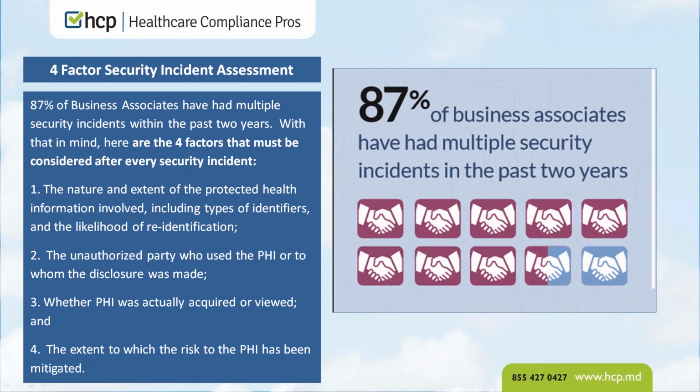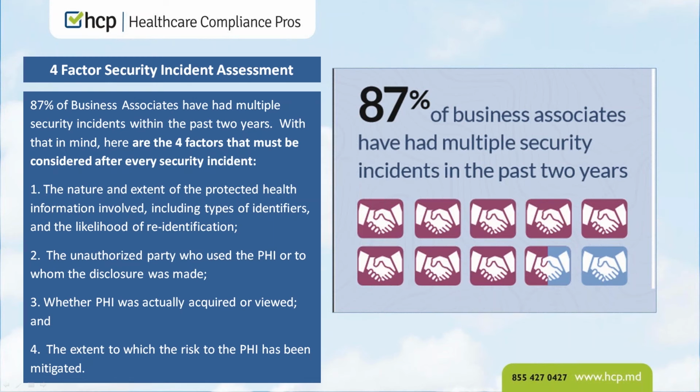The second thing you want to look for is the unauthorized party who used the PHI or to whom the disclosure was made. Just recently, an example of this is we had somebody who had an incident that involved PHI being sent to the wrong workers' comp company. So as part of our risk analysis process, we took a look at that. Who was the information sent to and what was sent to them?